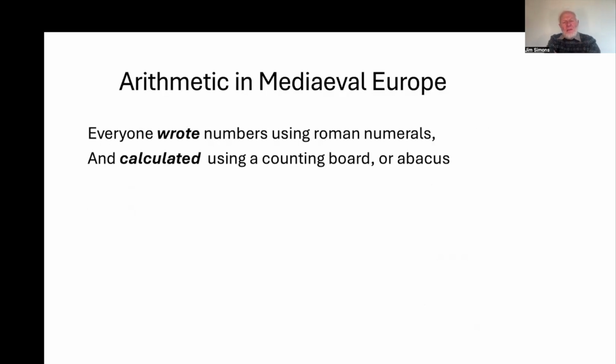So we have to go back to the medieval European mindset, really. At that point, everybody wrote numbers using Roman numerals, and they calculated using a counting board or abacus.